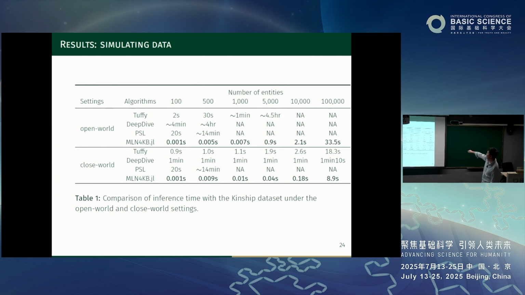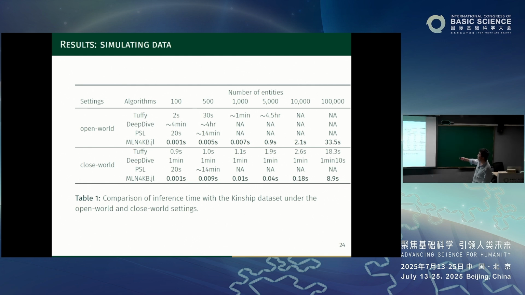This is a very simple dataset, a kinship dataset. If you are familiar with the area, it means you have some people in a database. What's the relation between them? Father, son, wife, something like that. You can generate this database as large as you want. I just want to use this database to show the performance. Their performance is quite similar, but the running time differs dramatically.